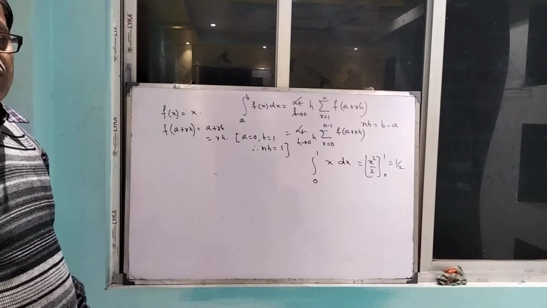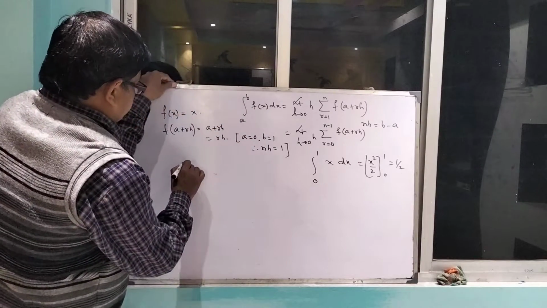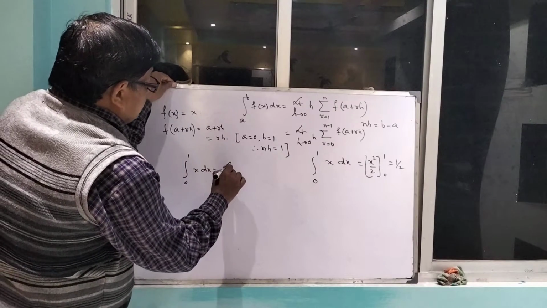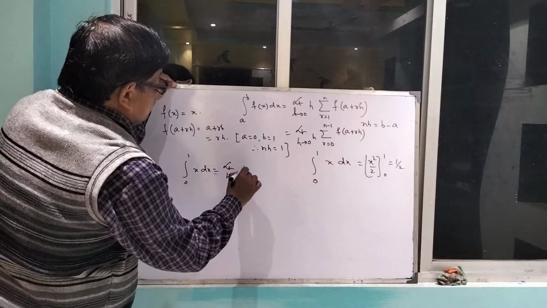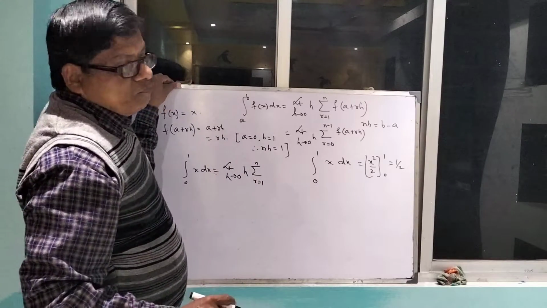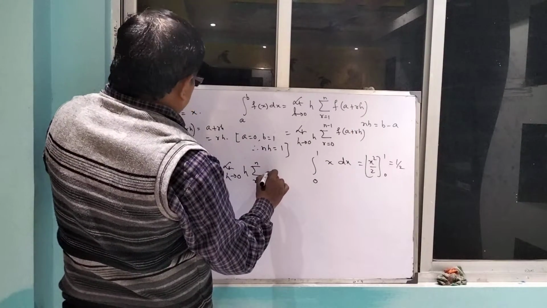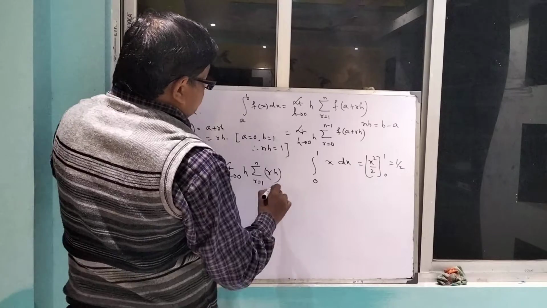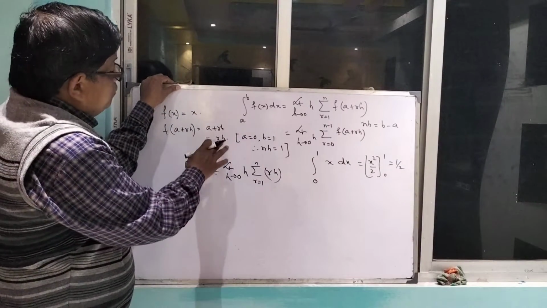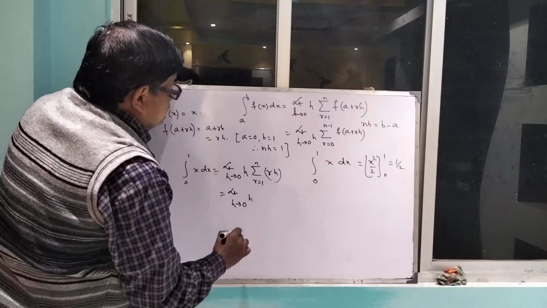F of A plus RH equal to A plus RH. Now using the formula you can write, see, integral 0 to 1 x dx. So limit h tends to 0, h summation r equal to 1 to n. F of A plus RH is 0, so F of RH will be only RH. Just we put here F of A plus RH is 0, so RH. So limit h tends to 0, h.